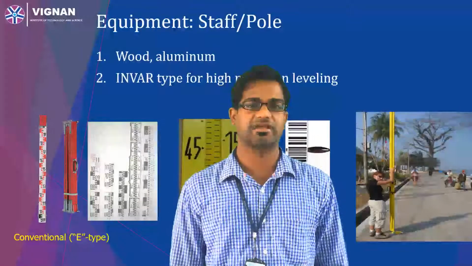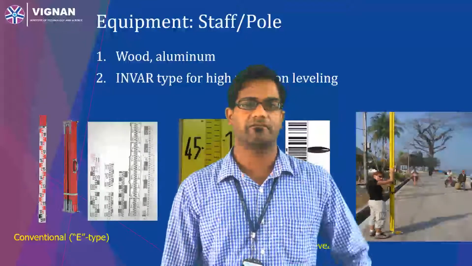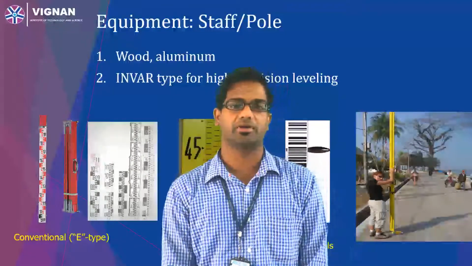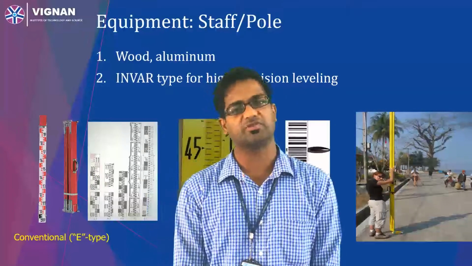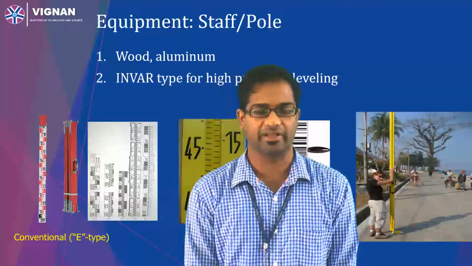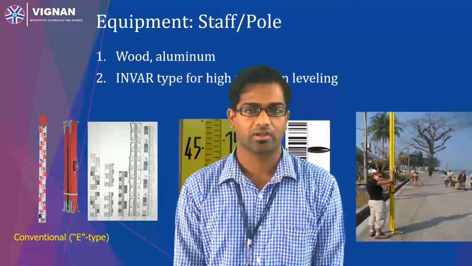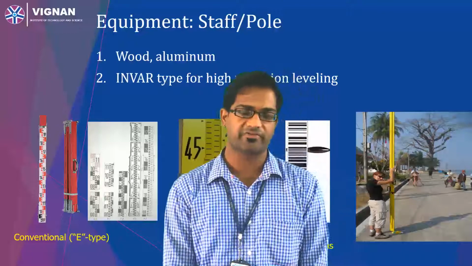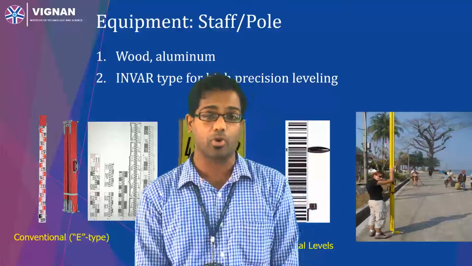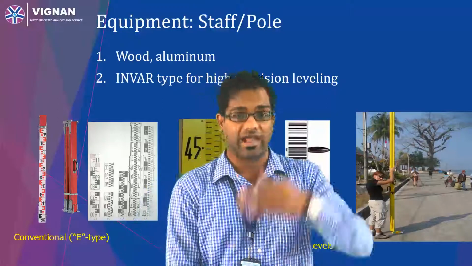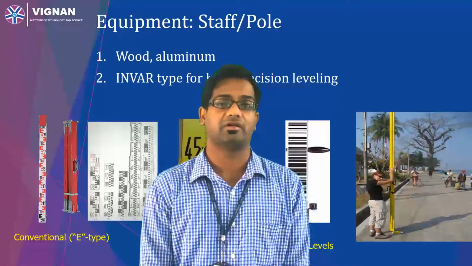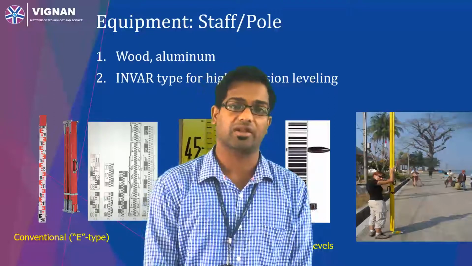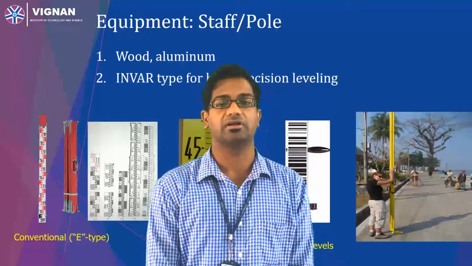In the previous class, we have covered the instruments which are used in leveling. The given slide shows you the staff, which is also called a pole, where a graduated scale will be there. From there you can calculate the ground levels.